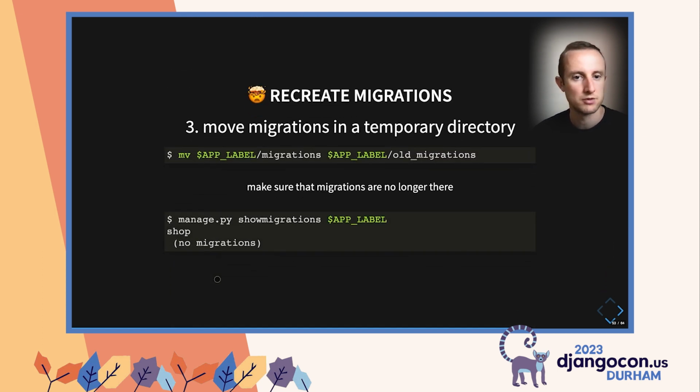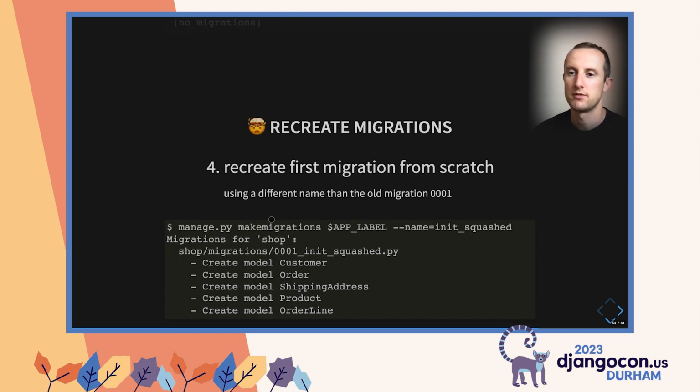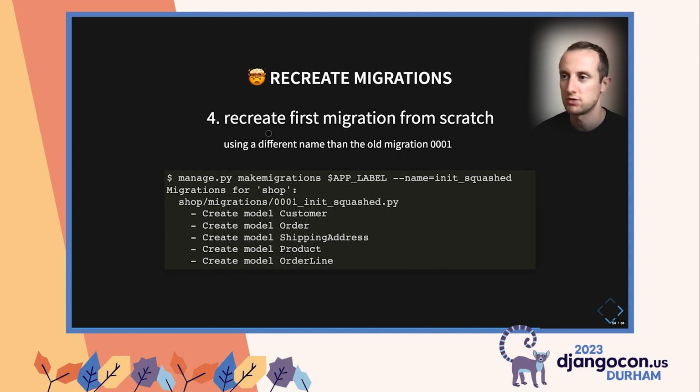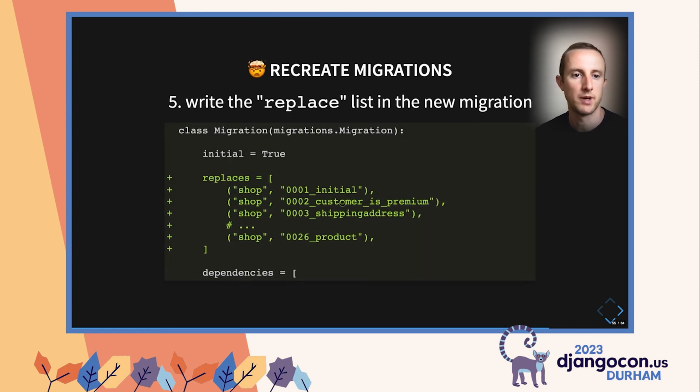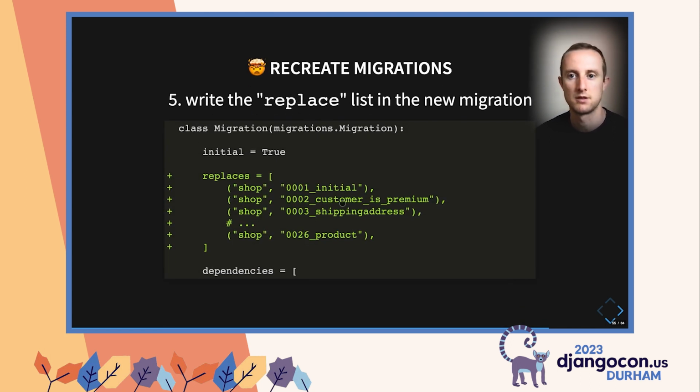After this, you need to move migrations in a temporary directory. So your current migrations will be removed from your application. And to check that, make sure that migrations are no longer there. You can run showmigrations. Then recreate the first migration from scratch using a different name than the old migrations. So like this, --name init_squashed. And it will create a single file containing everything for that specific application. Then you can copy-paste the replaces list we created a moment ago in the migration file.